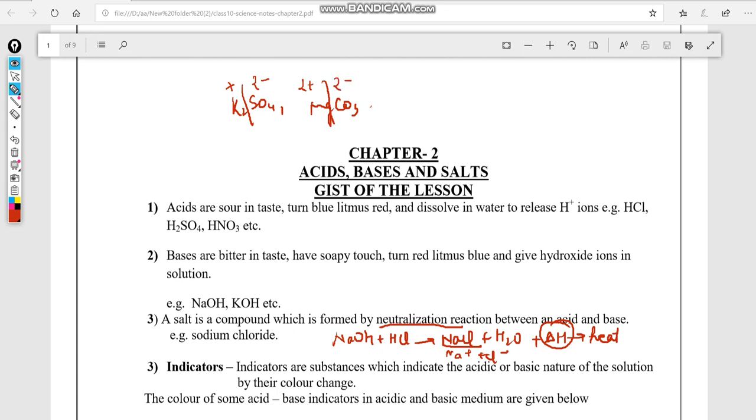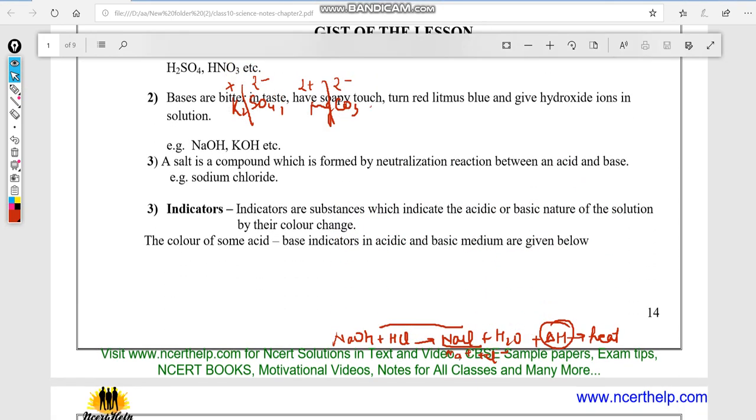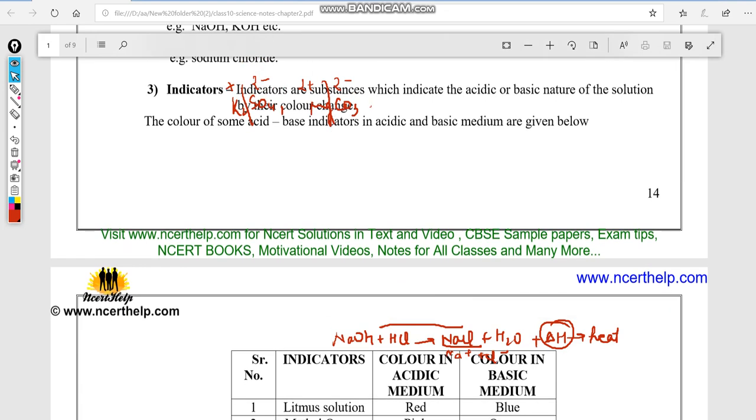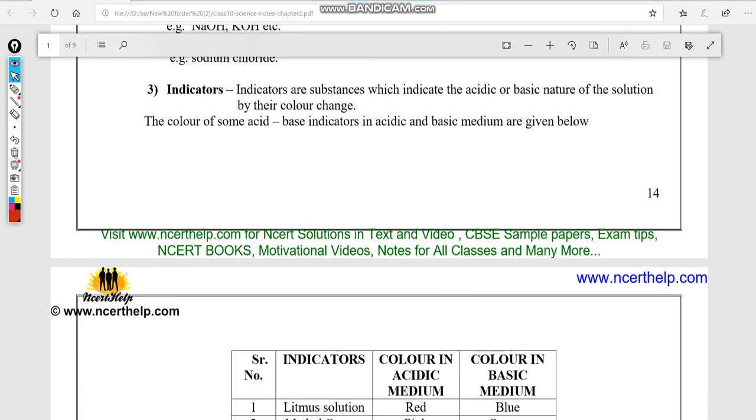Next, indicators. What do you understand by indicators? Indicators are the substances which indicate the acidic or basic nature of a solution by changing their color. And indicators are of three types. First, natural. Second, synthetic. And third, olfactory.